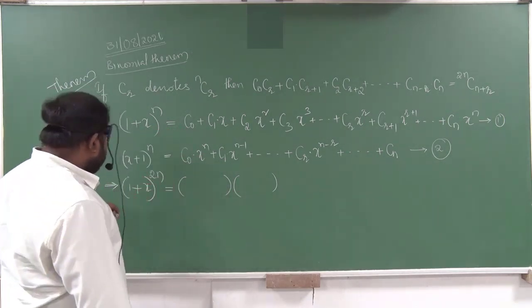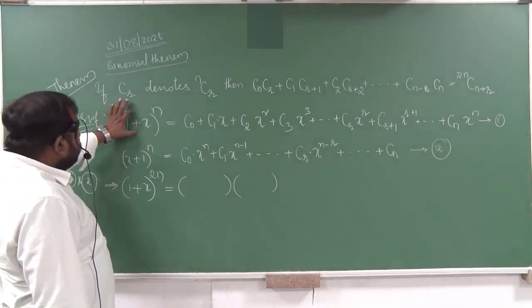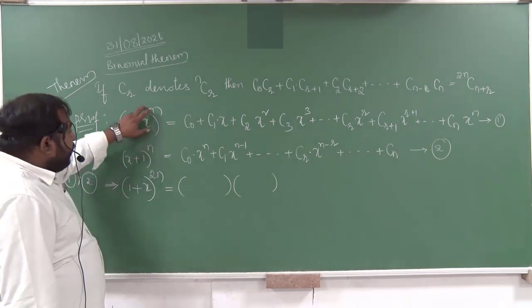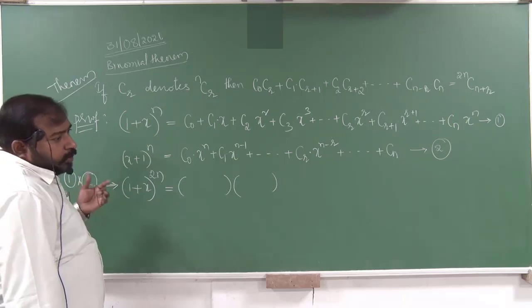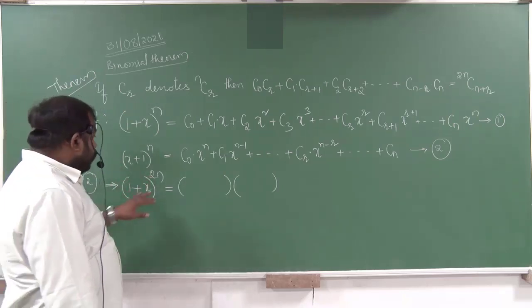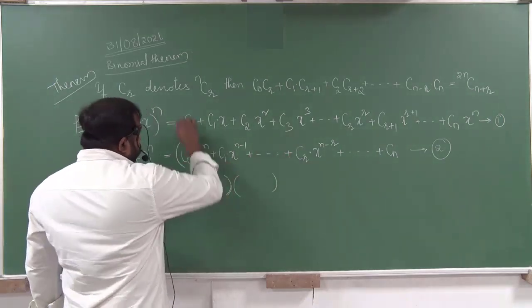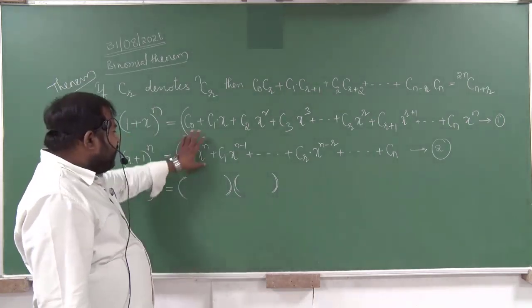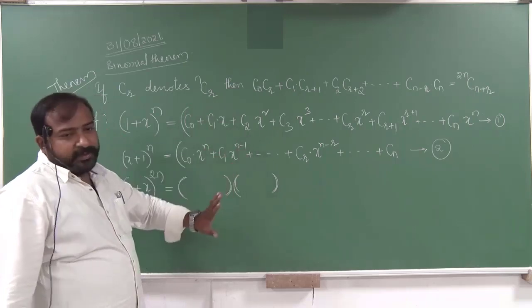Once again, 1 into 2 means this value into this value. This is (1 plus x) whole power n, and here it is also (1 plus x) whole power n. So automatically you get (1 plus x) whole power 2n on this side. Now on this side, this is the first value into the second value. You can multiply like this. Instead of writing the whole thing, I have just given it like this. This is the first one and this is the second one.